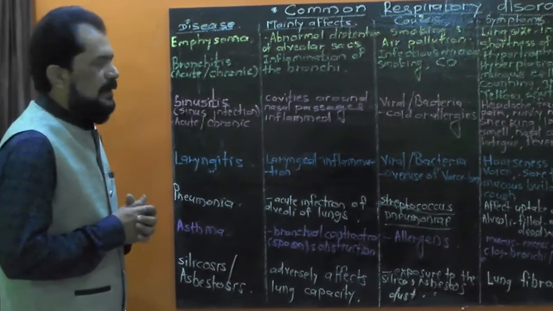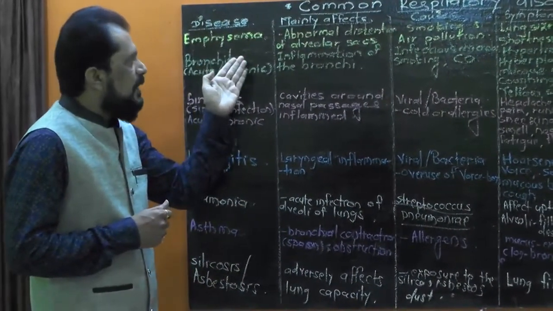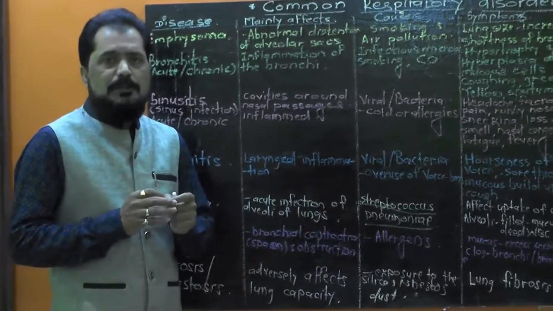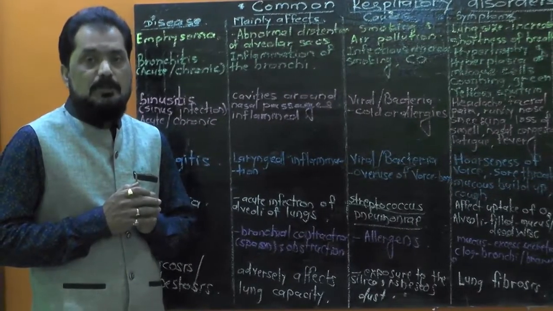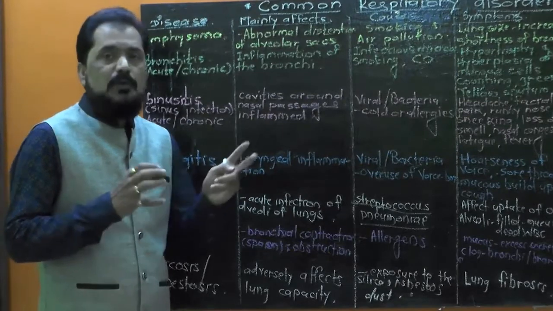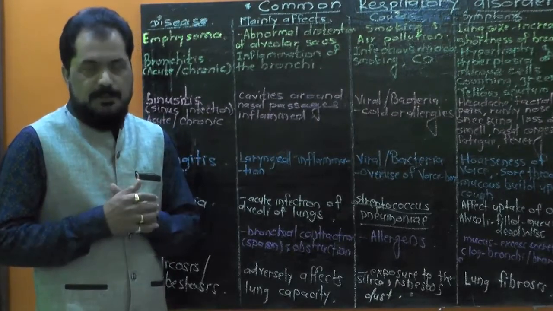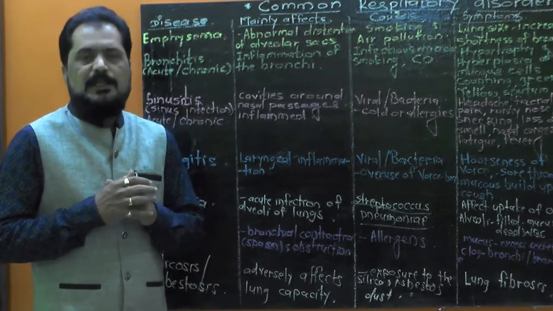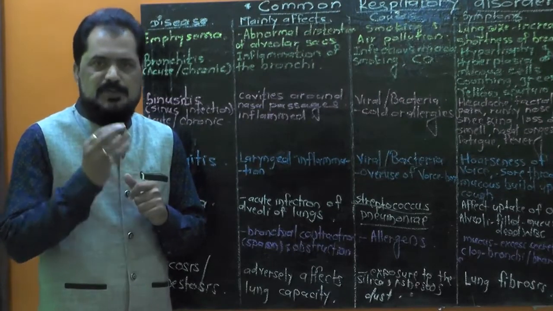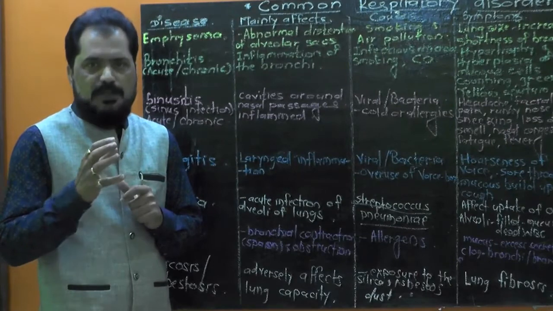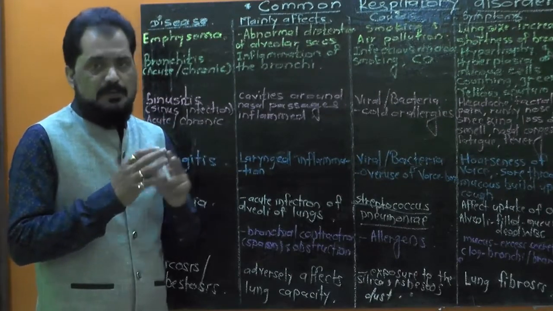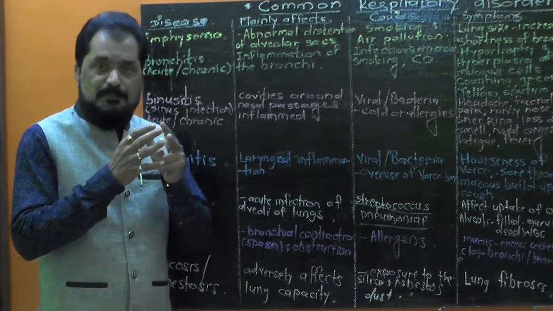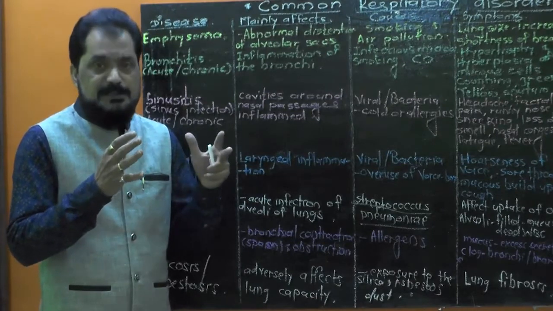First disease for our study is emphysema. This disease is caused due to the abnormal distension or abnormal inflation of alveolar sacs. All of you know, and we have studied the histological structure of lungs. We know that the lungs include millions of small air sacs, that is, alveolar sacs. And this disorder is caused due to the abnormal distension, abnormal inflation of alveolar sacs.